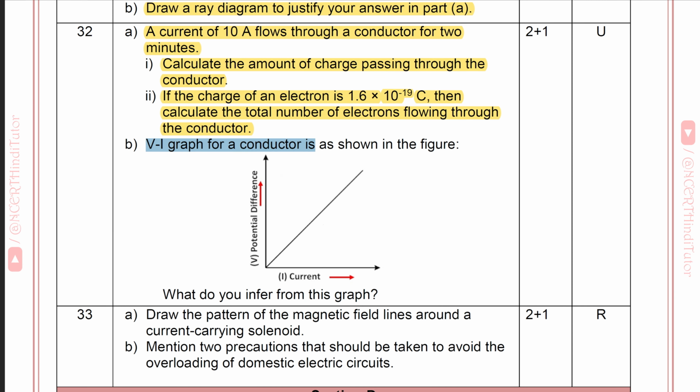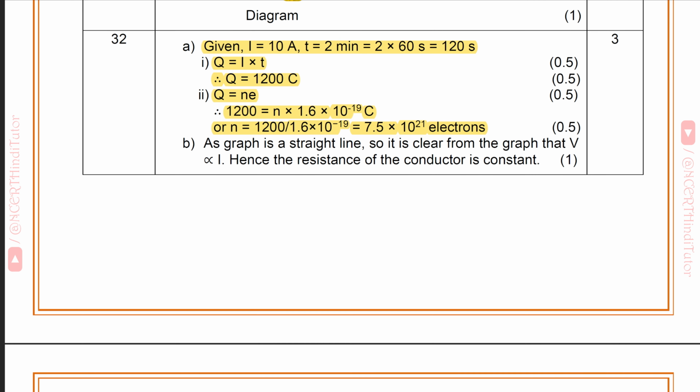B. VI graph of a conductor is as shown in the figure. V, potential difference, and current I, and this is a straight line. What do you infer from this graph? Answer. As graph is a straight line, so it is clear from the graph that V is proportional to I.